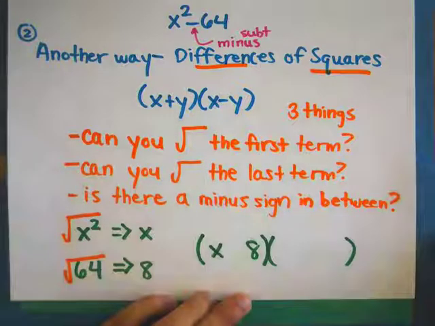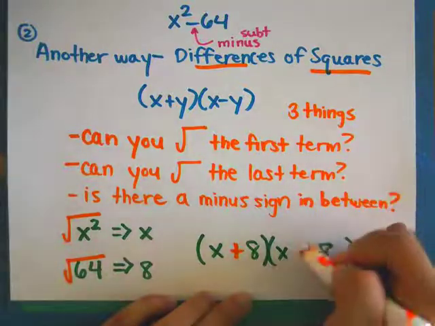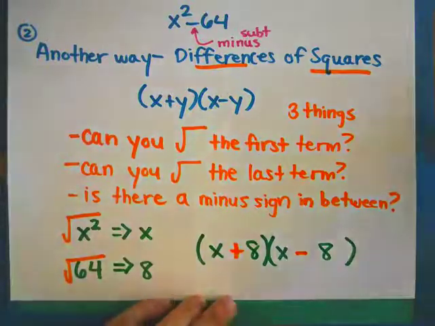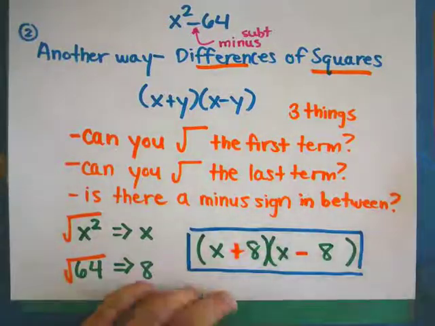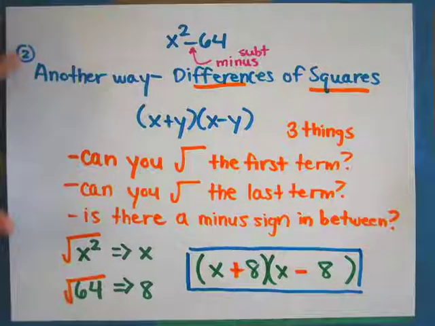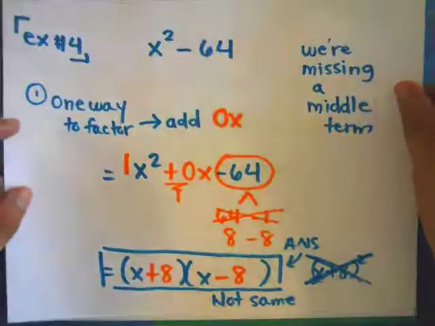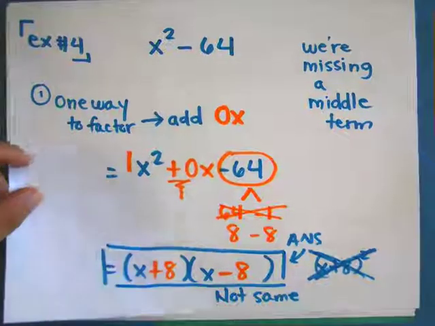X plus 8. And the other one will be x minus 8. And that's it. So both methods are going to be okay. If you would rather add the 0x inside and then do this method, that is totally fine.